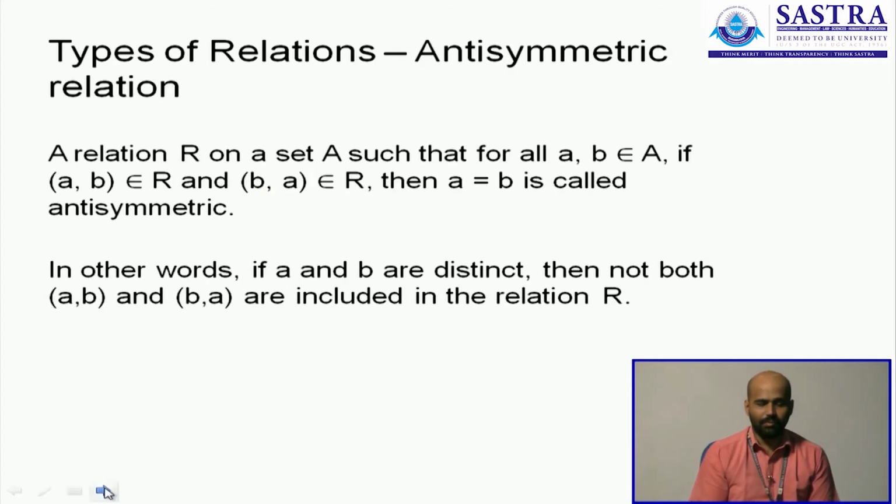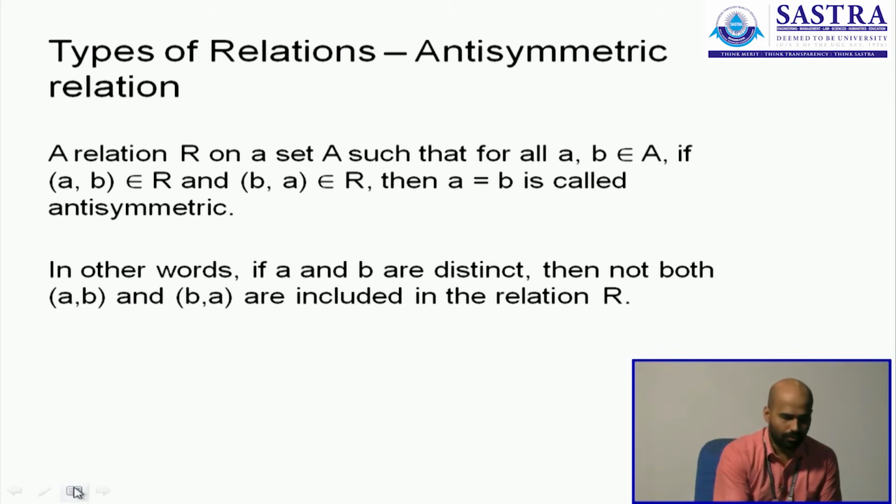The last major type that we'll discuss is what is meant by an antisymmetric relation. The relation R on a set A is such that if you have both pairs (a, b) and (b, a), then a and b should be the same.